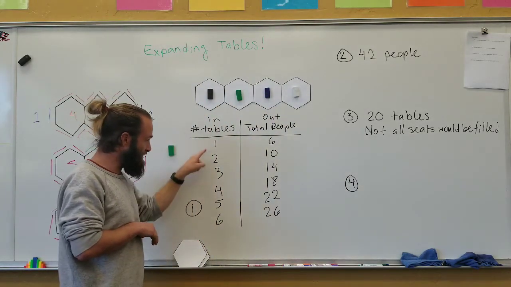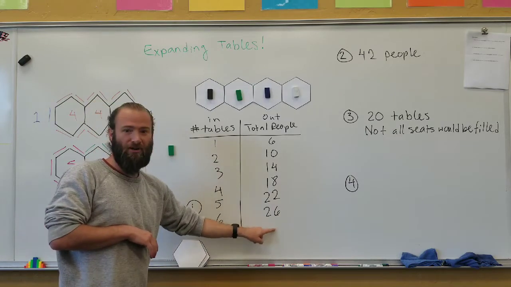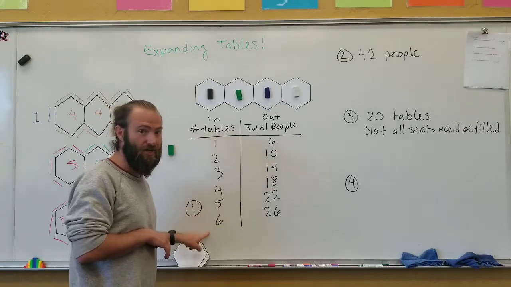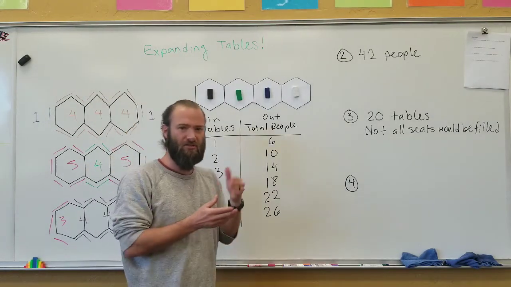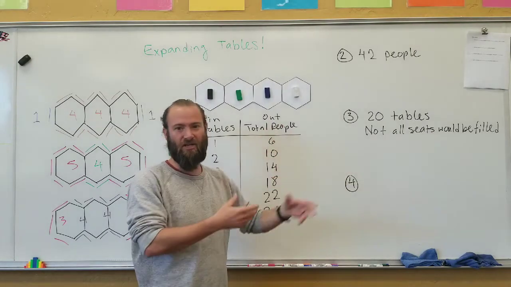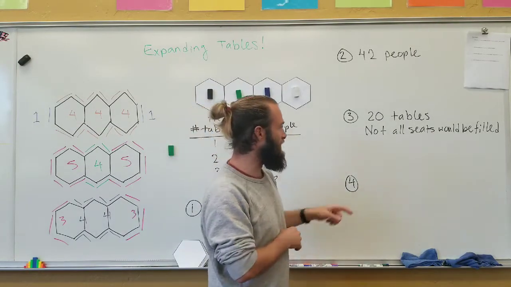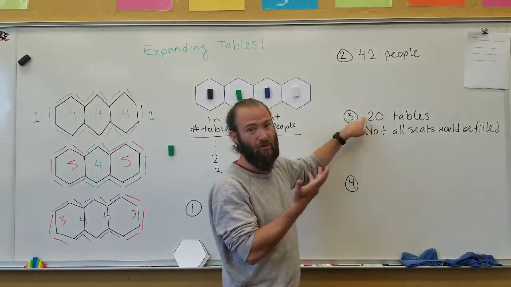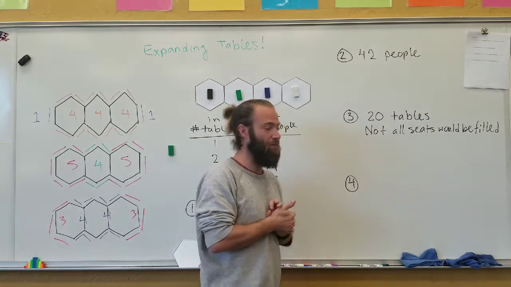If we extended this table, we're never going to get an exact output of 80 for a certain number of tables. That doesn't mean we can't seat 80 people. We just have a few extra. We just need to add another table on the end, right? So if you were to figure that out, you get 19 point something to fit 80 people. So we need 20 total tables, and not all seats would be filled then.